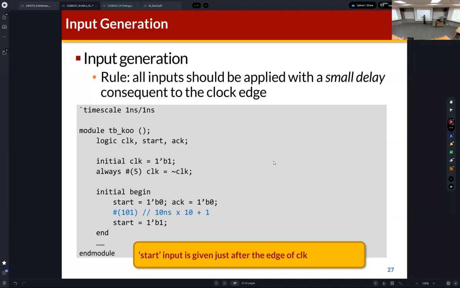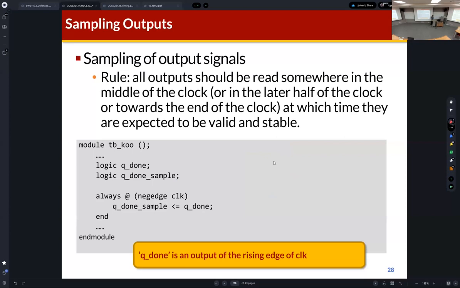Okay, what is different? It's a delay of 1 nanosecond, so it's clear. Start was 0, and at 100 nanoseconds this is the clock edge. Then after 1 nanosecond, the small delay, the start signal is changed to 1. So at this clock edge, the D flip flop samples the 0, right? So we can clarify the sampled value at the rising edge of the clock in this case. Okay? So this is the rule. And then sampling of the output signal.